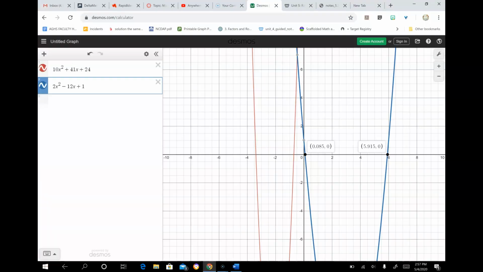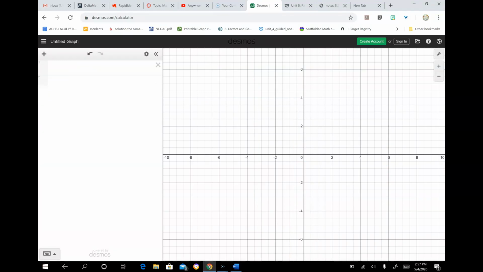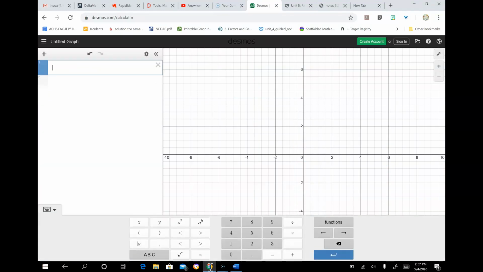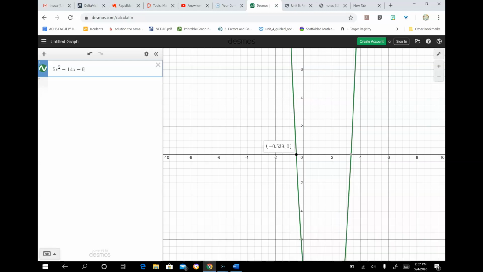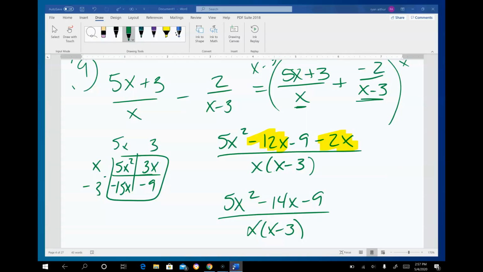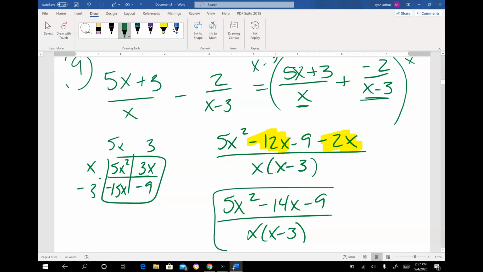We're going to go to Desmos. And we're going to have 5x squared minus 14x minus 9. Quick look. They're not pretty. It's not factorable. So there you go. That's your answer. Okay?